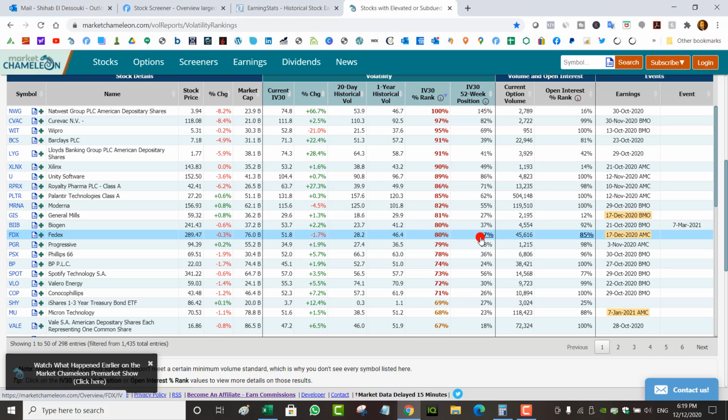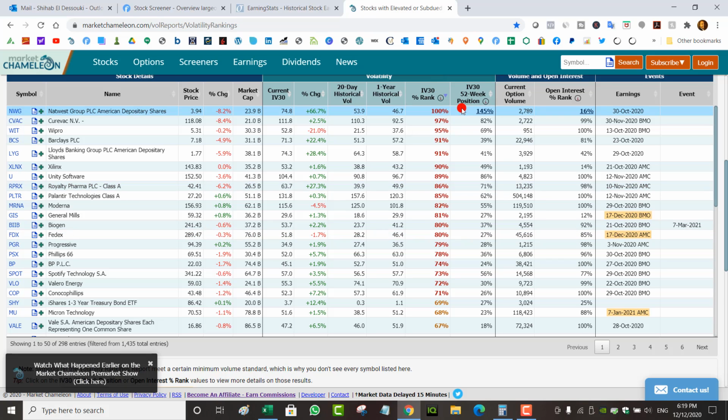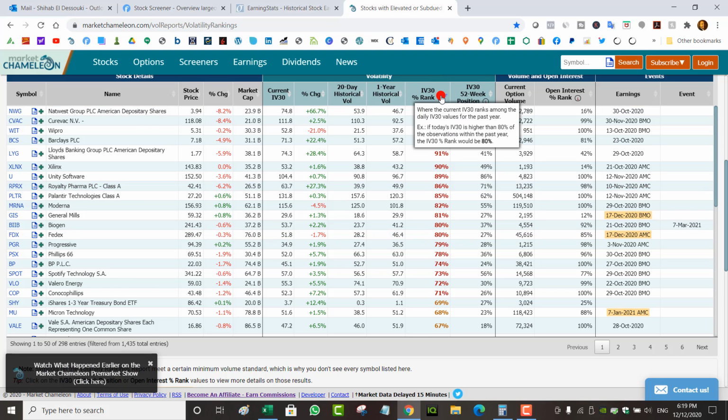So you see IV rank for FedEx is 27, but this column here shows an IV rank of 80%. So if we hover above the column just to see what it represents. This shows where the current IV 30 ranks among the daily IV 30 values for the past year. So if today's IV 30 is higher than 80% of the observations within the past year, the IV 30 rank would be 80%. So that's what you're seeing here. That's what this explains. So it still gives you a good indication whether implied volatility is high or not.